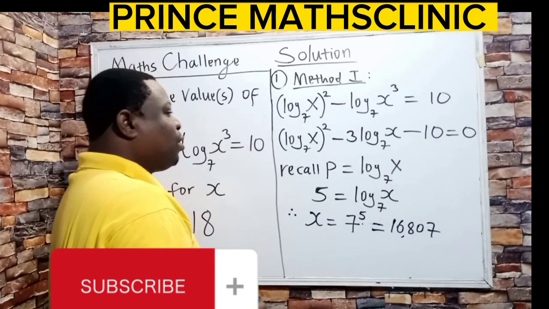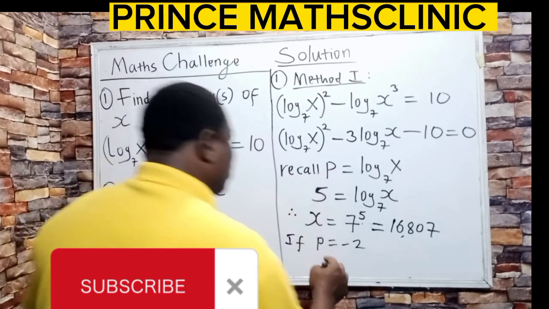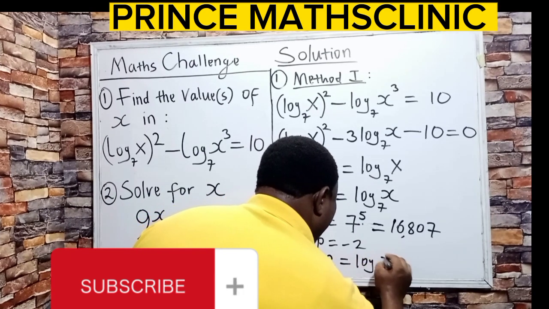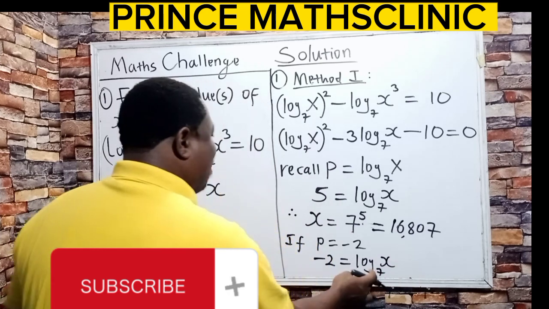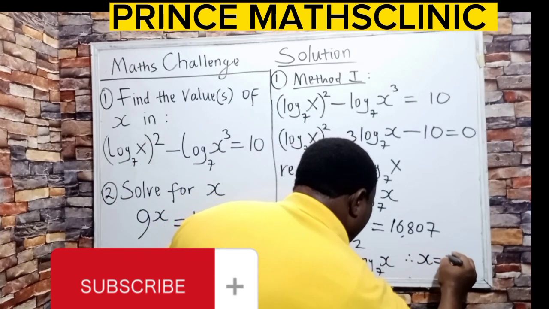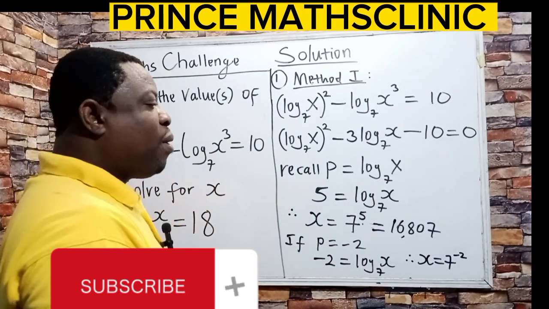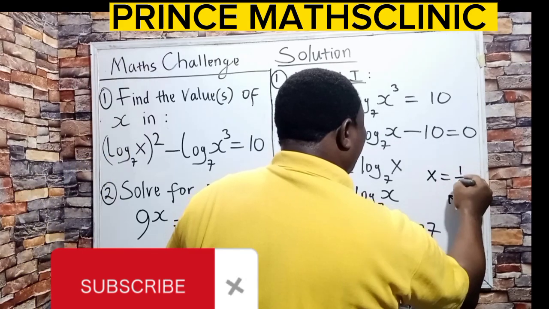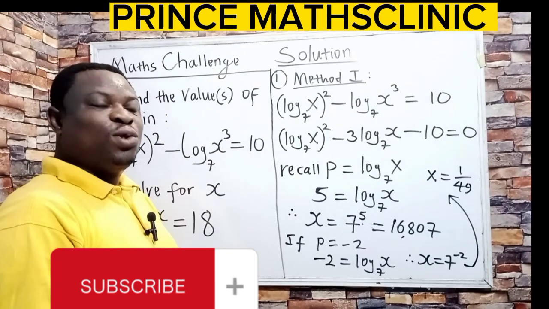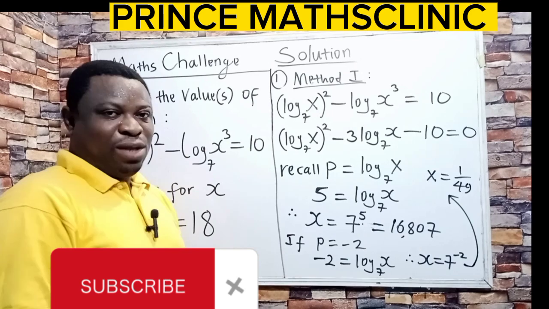Then remember also that p is equal to minus 2 as well. We have minus 2 equal to log x base 7. And from here, using the same principle, x will become 7 to the power of minus 2. And what is 7 to the power of minus 2? 1 over 49. That is what 7 to the power of minus 2 is. Good. So this is the first method.